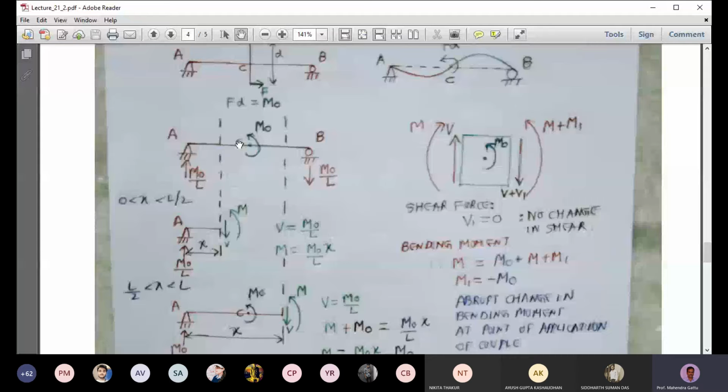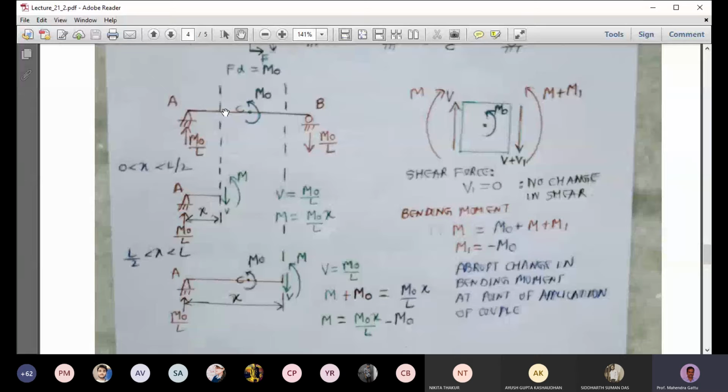is the shear force and what is the bending moment there. And then we will cut a section between C and B and then find out what is the shear force and bending moment there. Okay. So first look at the section between A and C. So here x value will be between 0 to L by 2, and we have cut the section.